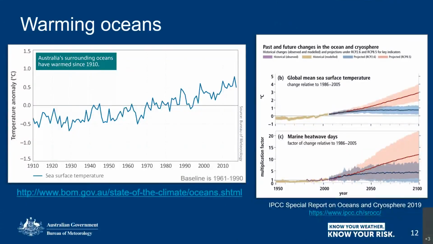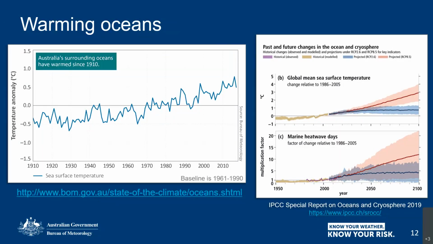Our oceans are warming. This is probably not news to most people. The plot on the left is from the Bureau's State of the Climate report that was put out in 2018, and this is showing the ocean temperature around Australia since 1910, against a baseline of 1961 to 1990. That's showing that in the last 110 years, the oceans around Australia have warmed.